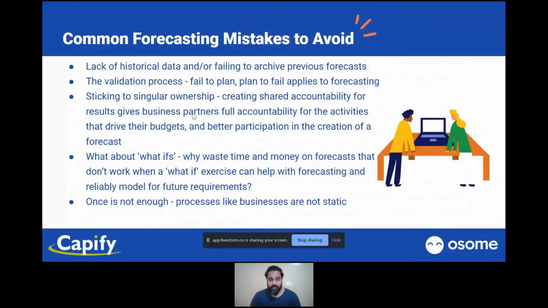Some common mistakes to avoid: lack of historic data or previous forecasts. You will not be able to understand the trends. If you have a few months' or a few years' worth of data, then you know exactly what your business is doing in the marketplace. If you don't have the historic data, then your forecast might not be as accurate as you think. But what will happen is you will use qualitative information to make your forecast, and next time, probably six months later, you will have that historic data because you spent those six months, and then you'll be able to make it more accurate. So historic data is quite important, but if you're new, then it might be difficult.